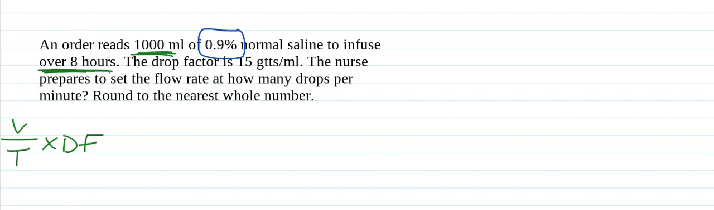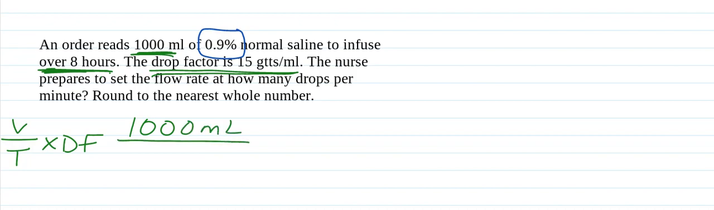So we're just going to go right in, remember our formula, and plug in what we have. Our volume. Now, sometimes you're going to see different numbers in your problem. You have to be able to pull out the numbers that you need and ignore the numbers that you don't. This 0.9% has nothing to do with what we're doing, so we're not even going to worry about it. We want to know about the volume that's to be infused, how much time it needs to be infused over, and the drop factor. Okay, so our volume is 1,000 milliliters.